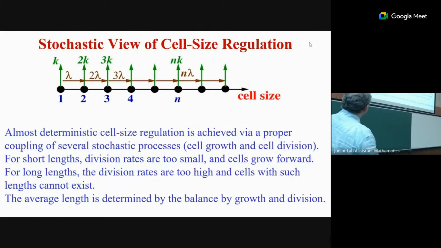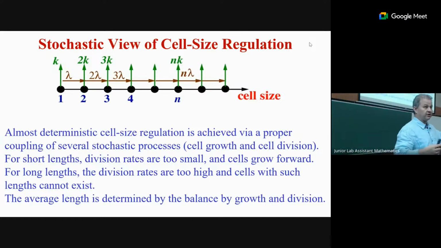Again, as I tried to mention here, this almost deterministic cell-size regulation can be achieved by proper coupling. I'm trying to do pictures like this to show that these stochastic models are in some sense orthogonal to each other. Although each of them, as we talked in our first lecture, will be a noise, like chemical reactions, because of this proper coupling, this noise kind of cancels out. That's the story.